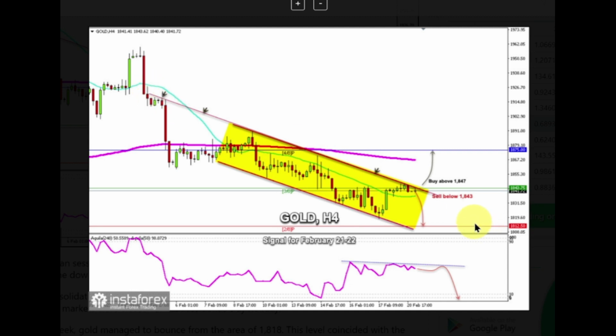Gold has been consolidating below the 3.8 Murray yesterday. There was no volatility or any compelling moves because US markets were closed for the President's Day holiday. On Friday of last week, gold managed to bounce from the area of 1818. This level coincided with the bottom of the downtrend channel.